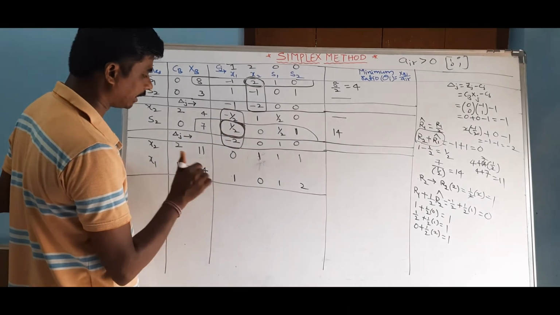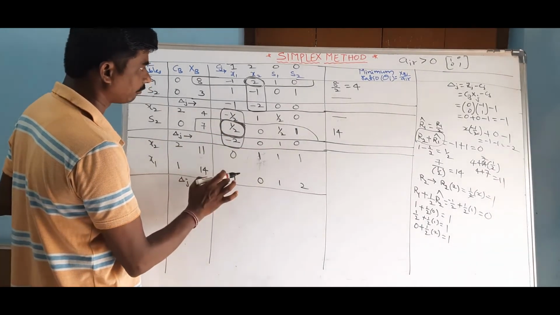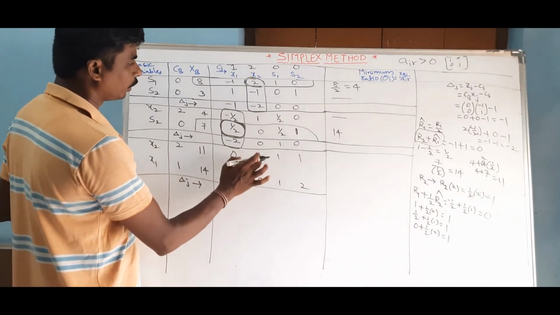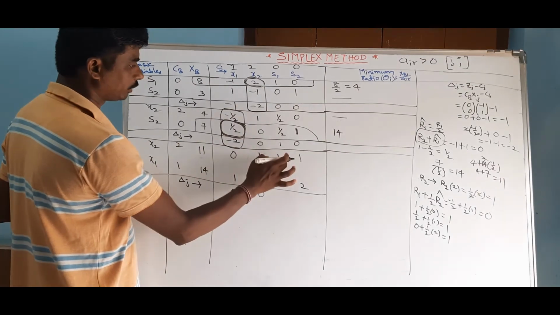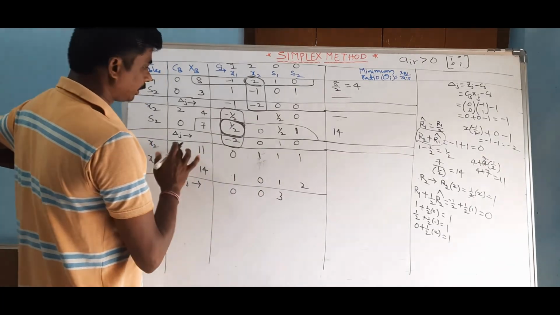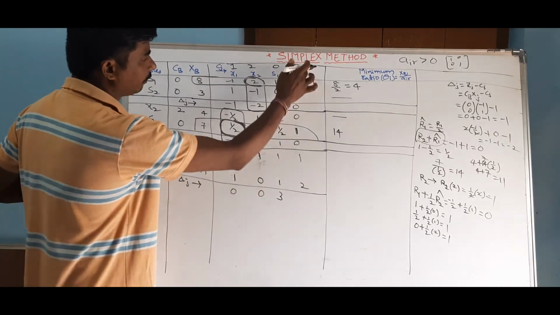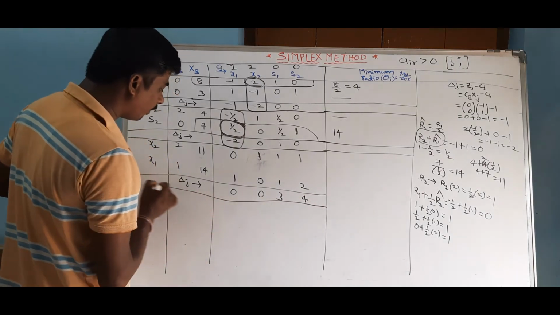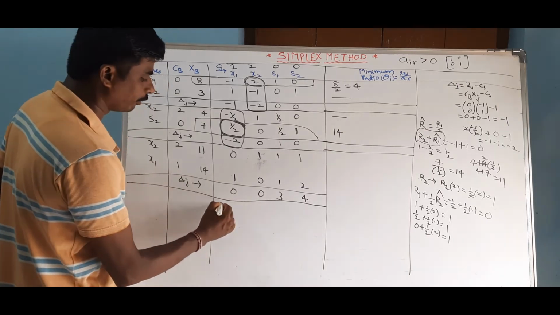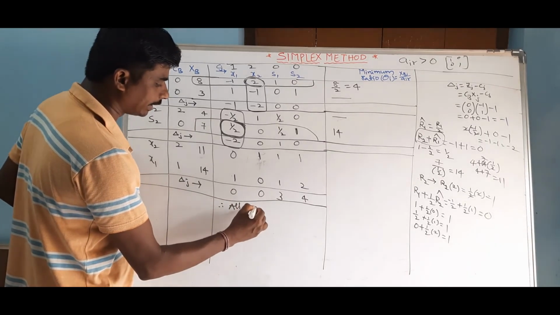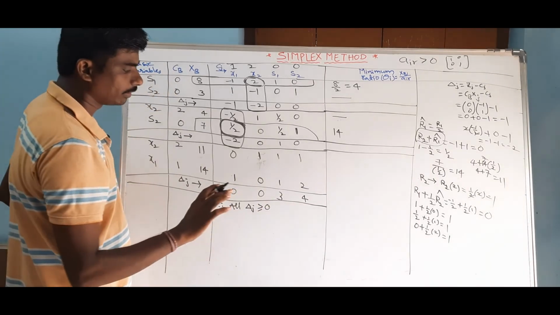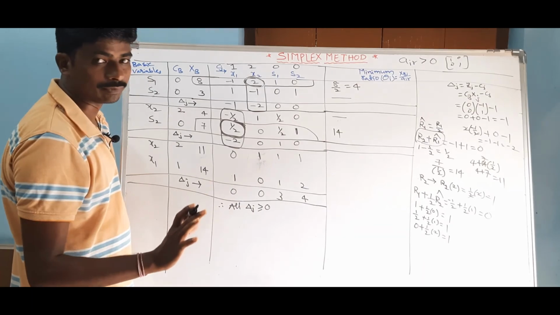Now we will check delta j. 2 into 0 is 0, 1 ones are 1, minus 1 is 0. 2 into 1 is 2, plus 0, 2 minus 2 is 0. Next, 2 plus 1 is 3, 3 minus 0 is 3. Next, 2 plus 2 is 4, minus 0 is 4. See here, all delta j are greater than or equal to 0, then stop the procedure. Therefore all delta j values are greater than or equal to 0, then stop the procedure.